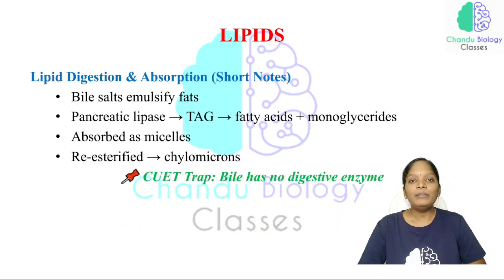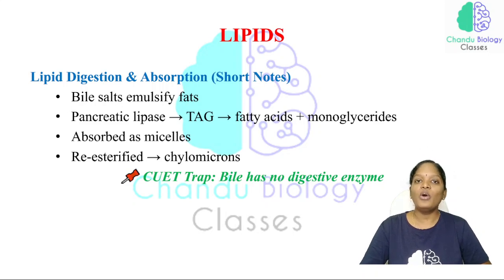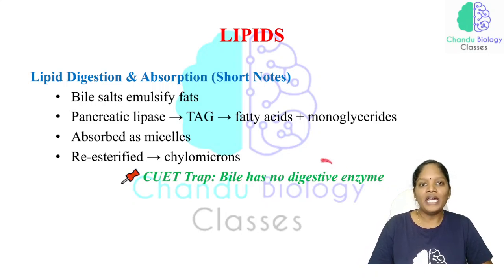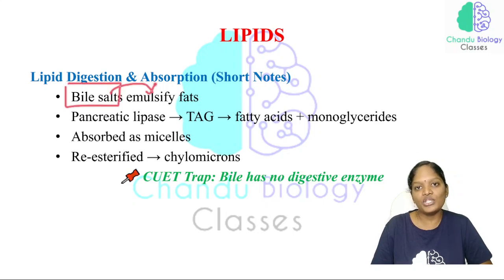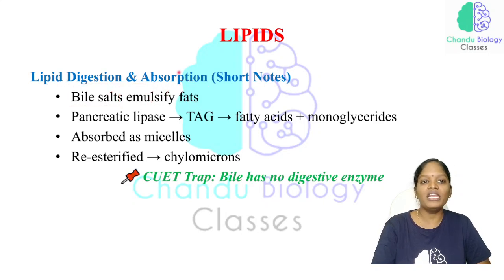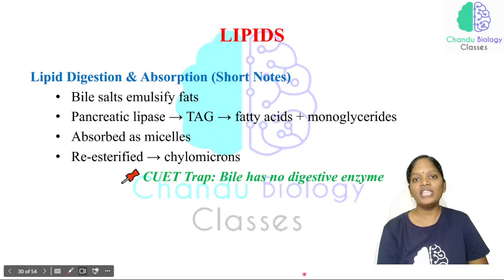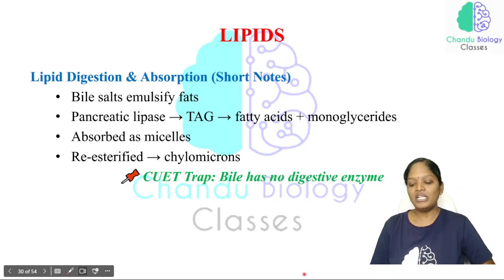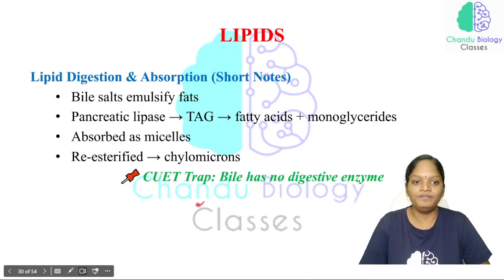Now, how are the lipids digested and how are they absorbed? The lipid is digested with the help of the bile salts. Bile salts are involved in emulsification of fats, which means fat digestion. That's all. Simply remember here, the bile salts are involved in the emulsification of fats. Emulsification in the sense digestion.